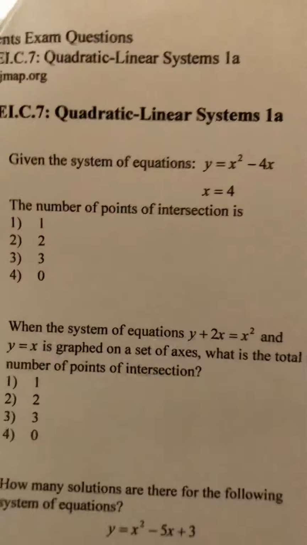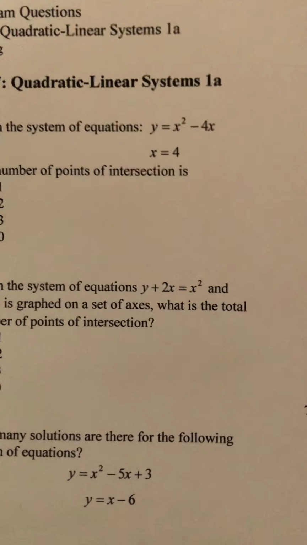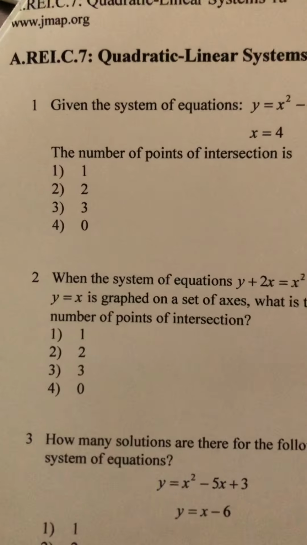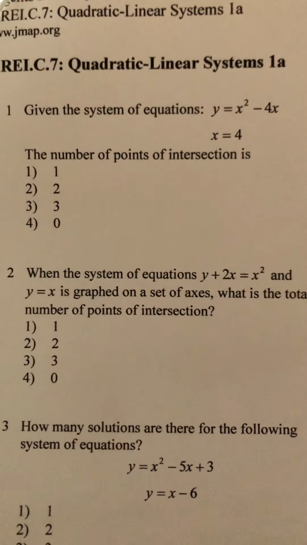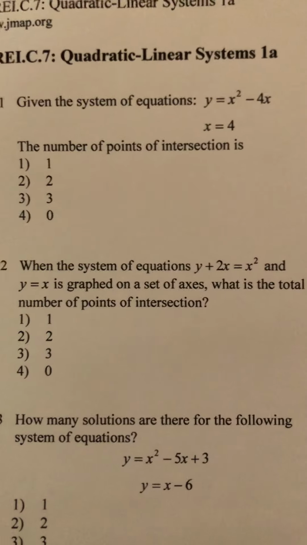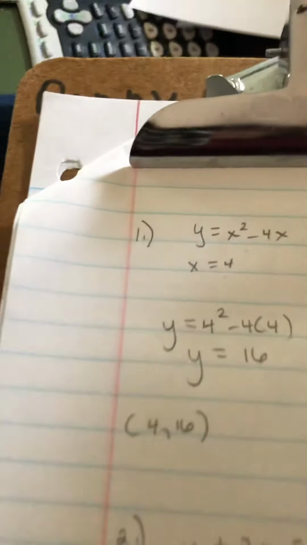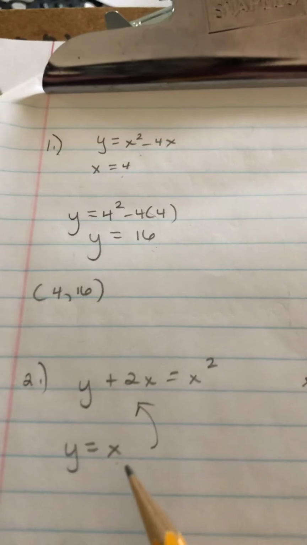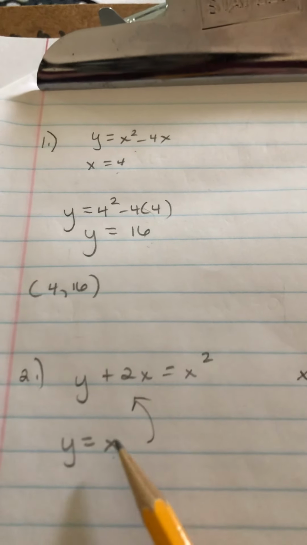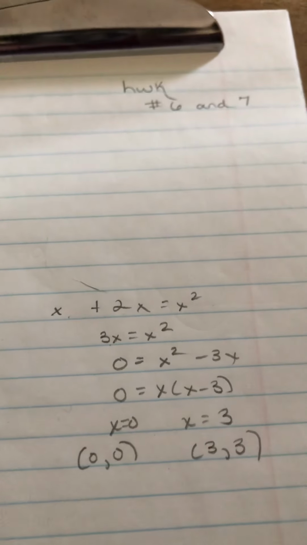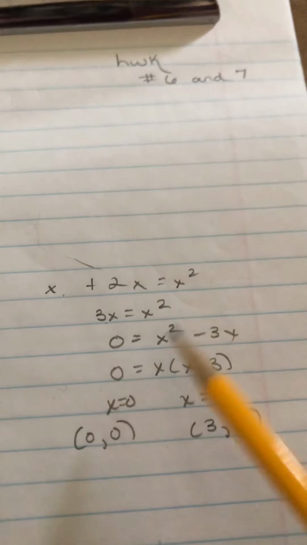But example number 2 would like to know: when the system of equations y plus 2x equals x squared and the line y equals x is graphed on the same set of axes, what is the total number of points of intersection? Well, again, using algebra, we're just going to directly substitute in x where we see the y. So we end up getting here x plus 2x is equal to x squared. Combine like terms. But when I saw this problem, I wanted to make sure I review this with you because you should not divide both sides by x.